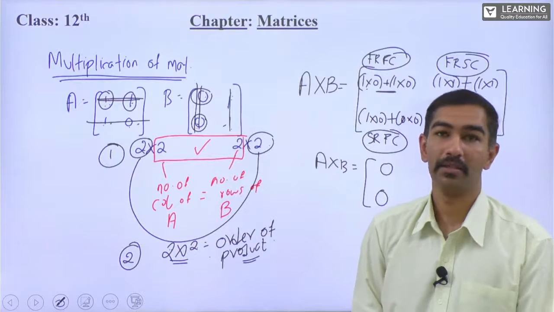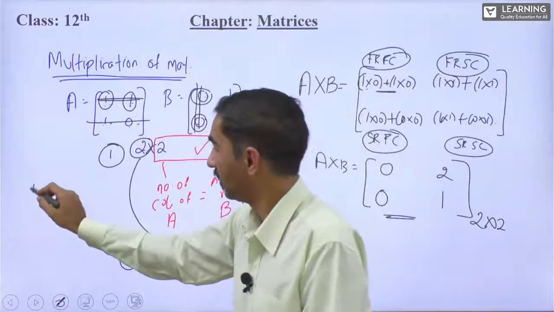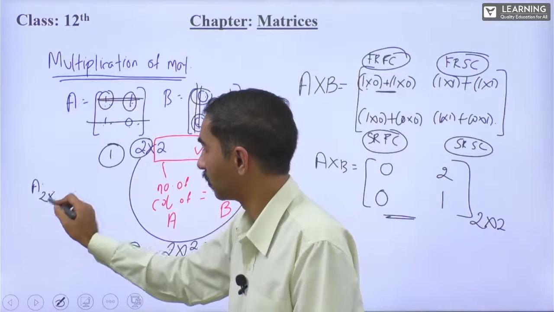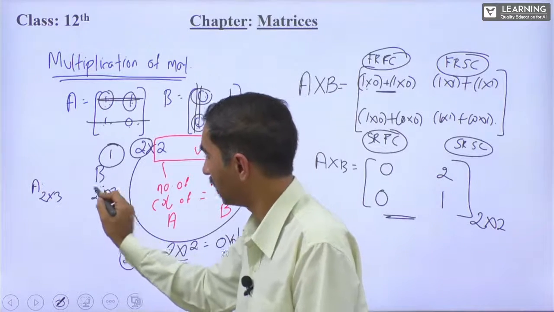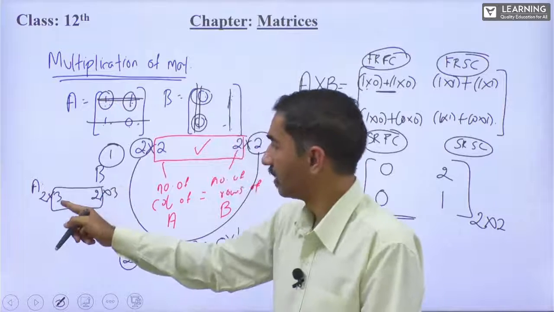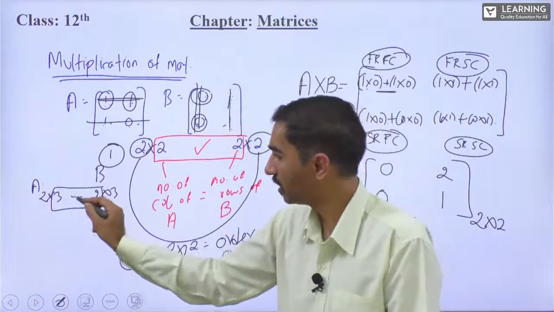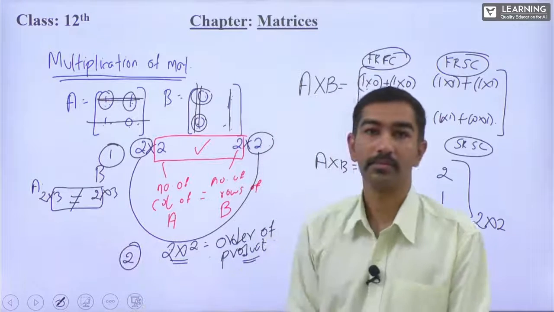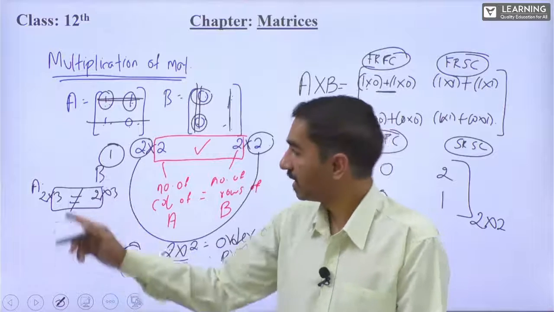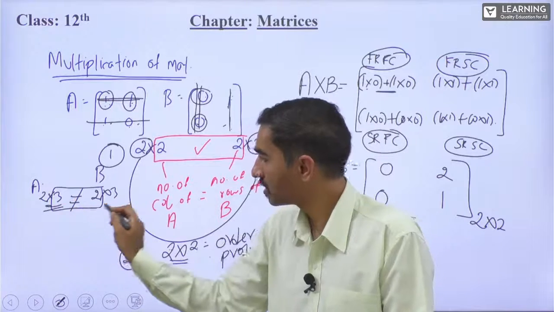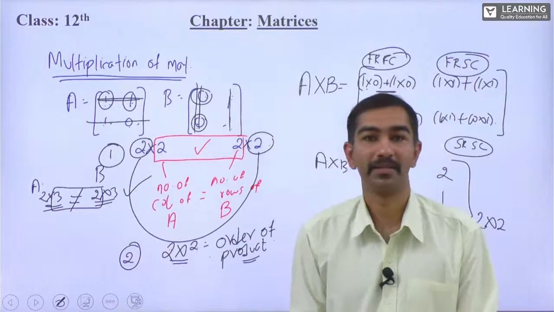Now, for example, if the orders are same, let us take A as a matrix of 2 cross 3 and B is also a matrix of 2 cross 3. Can we multiply these both? Check that. The number of columns in A is 3. The number of rows in B is equal to 2. Are they both equal to each other? No. That is why matrix multiplication is not possible. Is addition and subtraction possible? Order is same. Yes, addition and subtraction is possible.